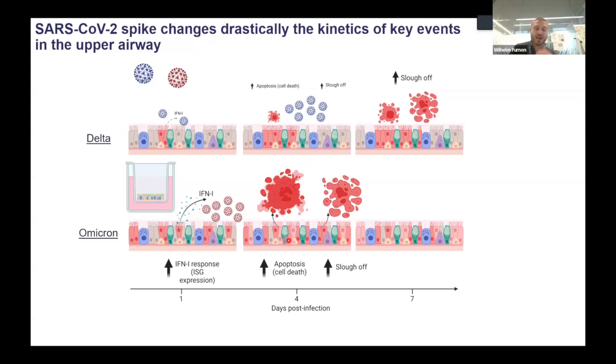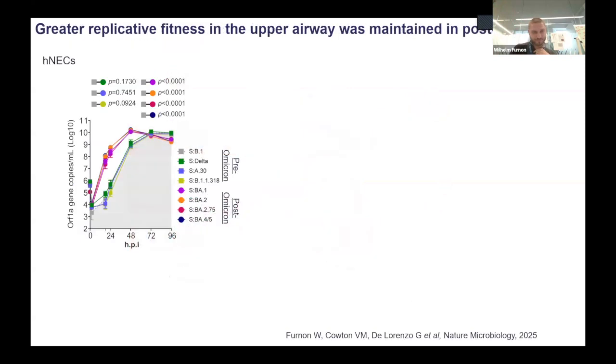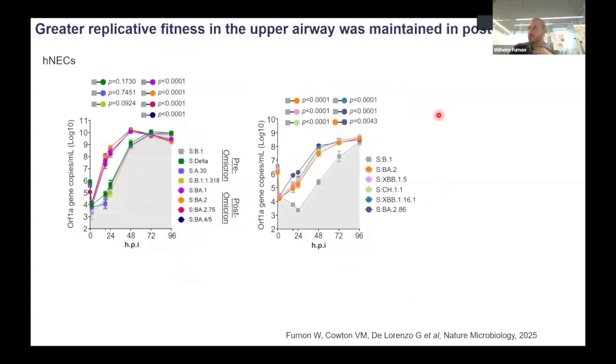As a consequence of this massive replication, the cells detach at 4 days post-infection. Interestingly, although I didn't show it in the interest of time, we also extended this experiment up to 7 days post-infection, and we could see that the pre-Omicron, like the Delta spike, could also trigger this sloughing off. So it's just the kinetics of these key events that is changed because of spike in the upper airway. We then also wanted to check if these traits were maintained in subsequent Omicron variants.